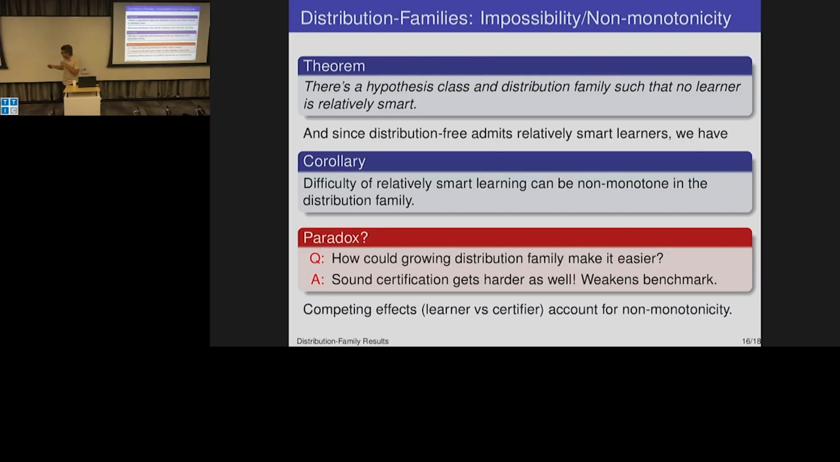But yeah, let me try and demystify it nonetheless. How could adding more distributions make your life easier? How could it be that in the distribution free setting you get relatively smart learning, but for a distribution family you don't? The key thing to notice here is that my benchmark is now a function of the entire family. Even though the job of my learner gets harder when I add more distributions, the job of my certifiers also gets harder because they have to be sound with respect to many more possibilities of what the other distribution could be. So certification gets harder, which can weaken my benchmark, and you have two competing effects. The learning task gets harder, and certification gets harder, and depending on which one's getting harder faster, the problem can get easier or more challenging. And that accounts for this non-monotonicity.